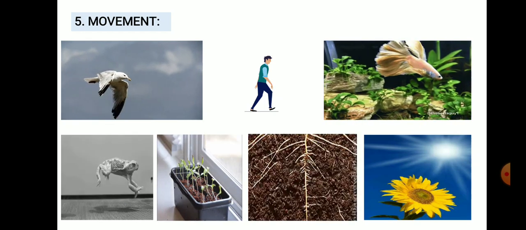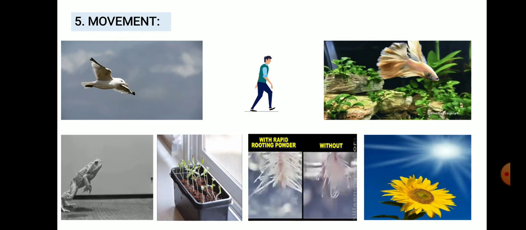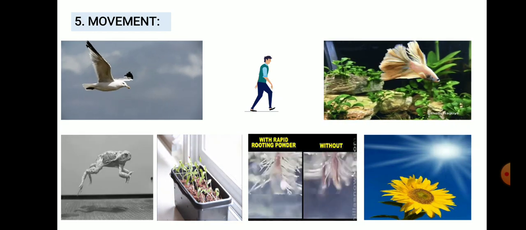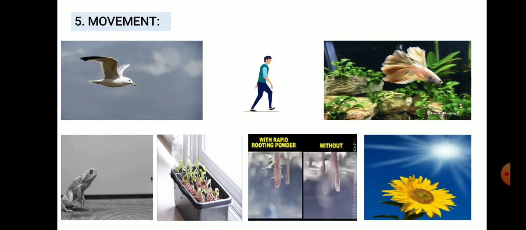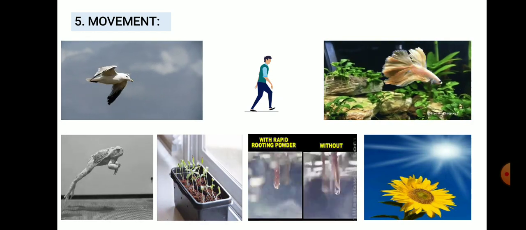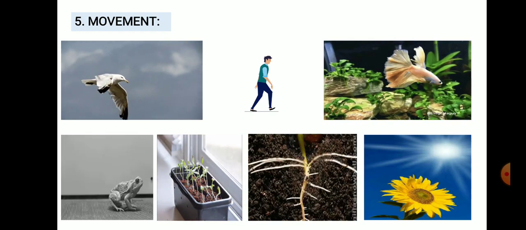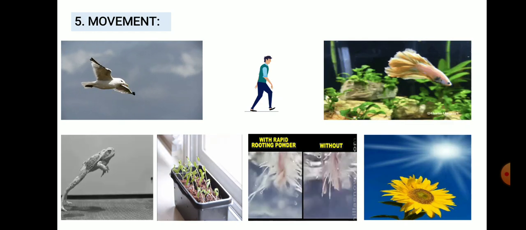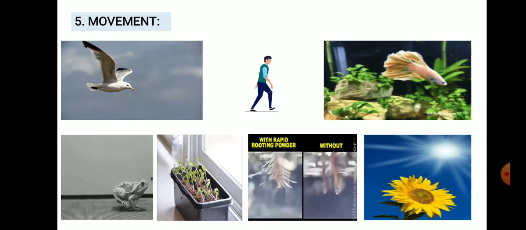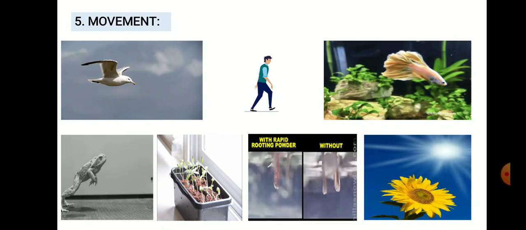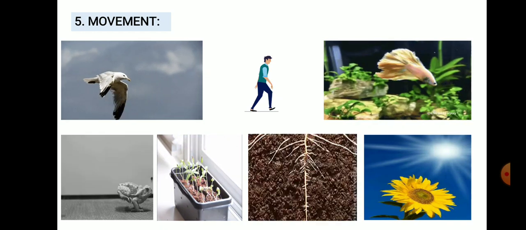So how do plants show movement? Yes, plants also show movement. They do not have special organs to move, but still they show movement. The roots of plants grow towards the water in the soil. So this is a kind of movement in plants. You see in the picture. Another example, a sunflower plant turns towards the sun. So it is also a kind of movement in plants.